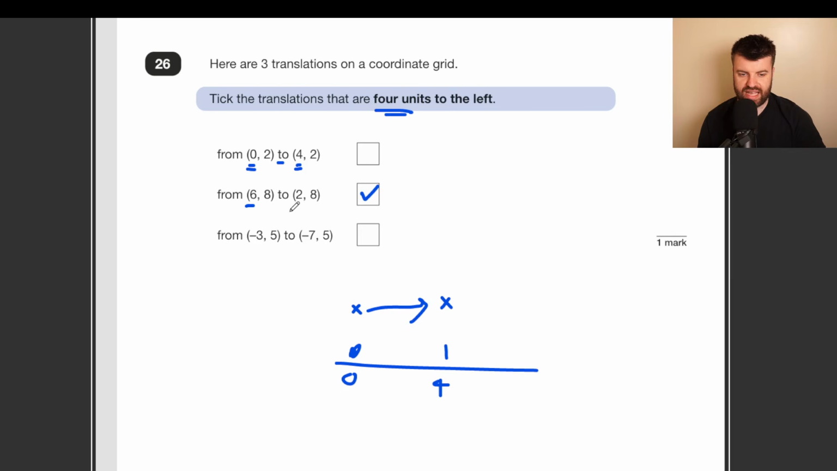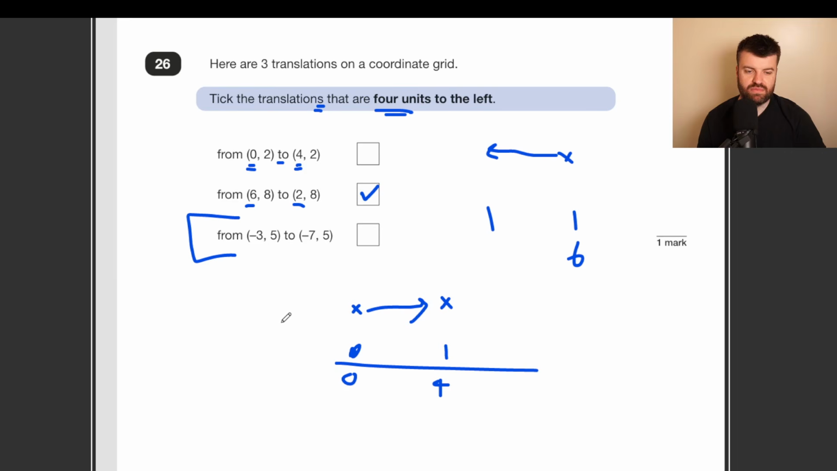From 6, 8 to 2, 8. We're going from 6 on the x-axis to 2. That is a move of 4 across. Okay? So tick the translations that are 4 units to the left. Yes, this works in this case. Now let's check the last one, because it says, by the way, plural, translations, not translation.